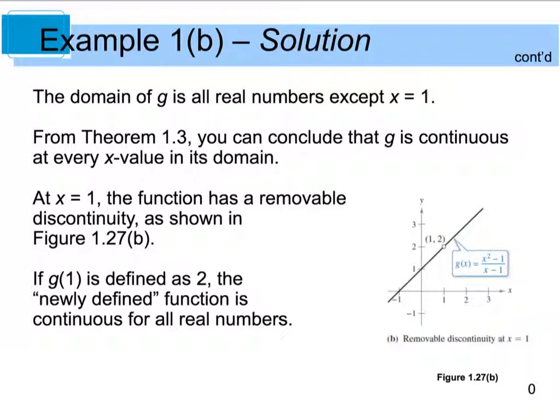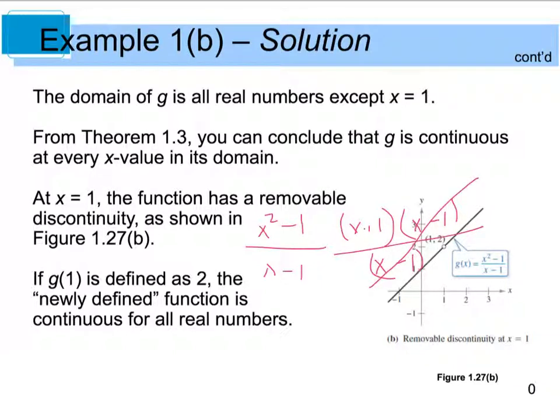The next one, g of x equals x squared minus 1 over x minus 1. Now this is removable discontinuity at x equals 1. The reason why is because we can replace x squared minus 1 with x plus 1 times x minus 1, and we can remove that hole in the graph. We can remove the discontinuous point. So it's removable discontinuity.